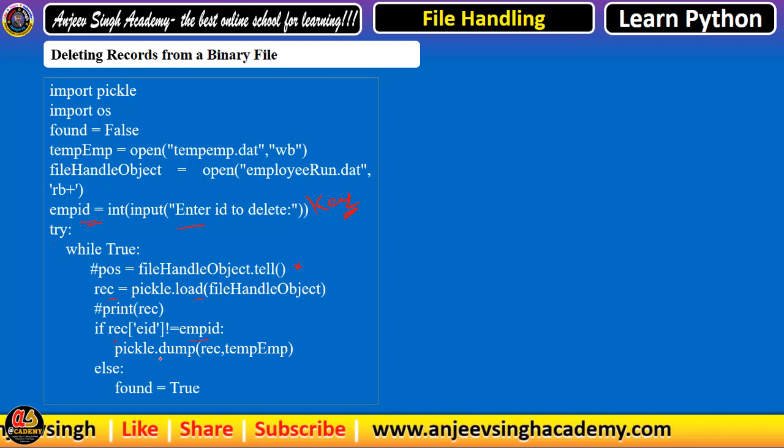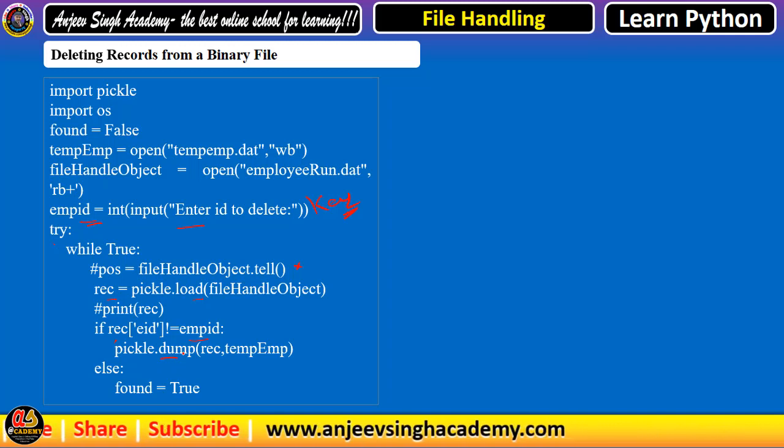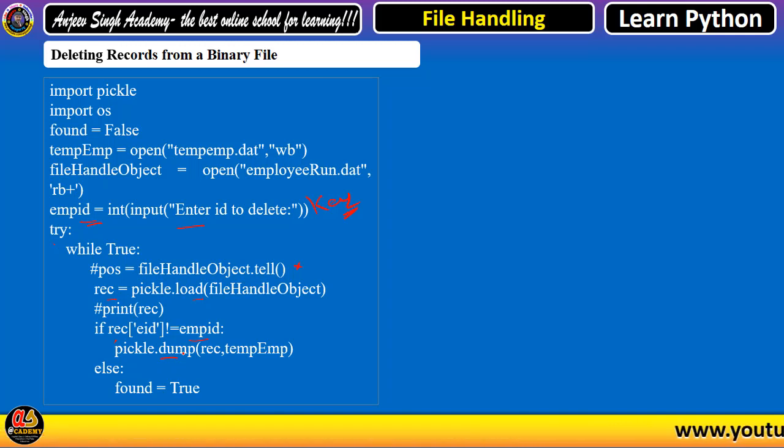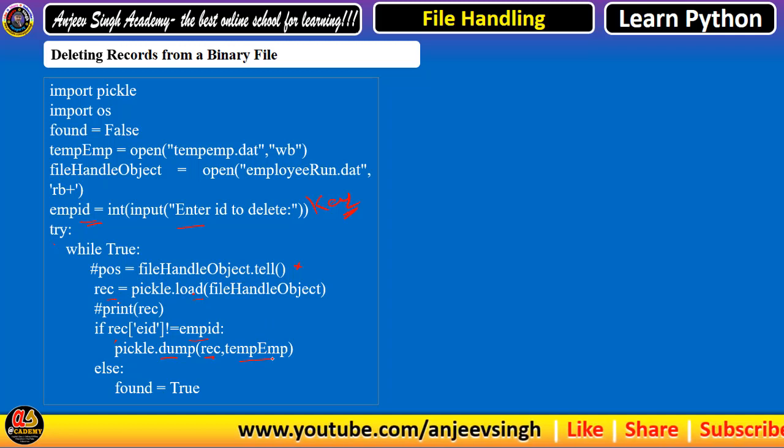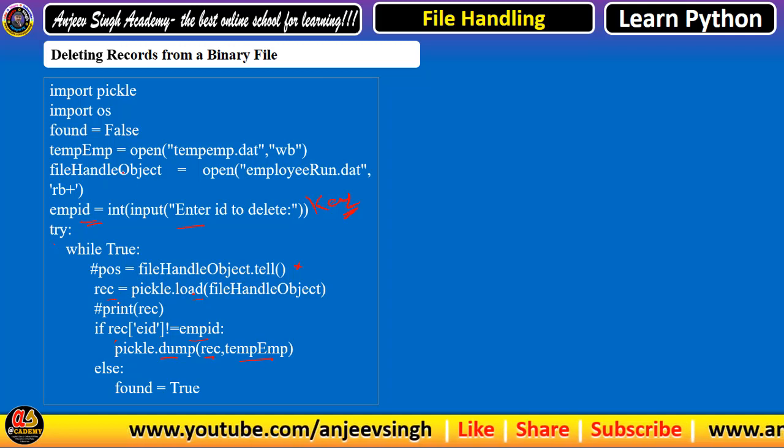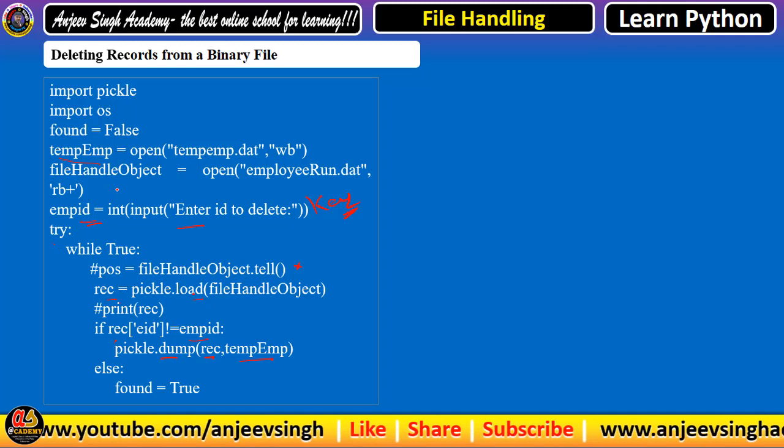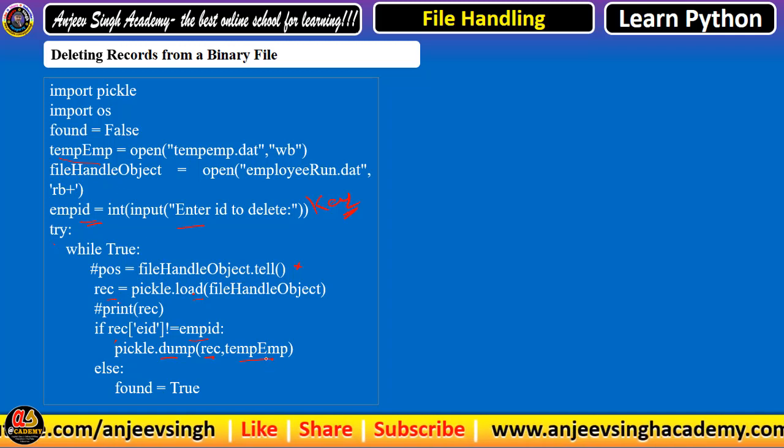Then I have to dump it. Dump it means I have to write it. So where I want to write and what we want to write: we want to write the record which you read from this employee file. And where you want to write, I want to write in a temp employee. So what is the object? The file handle name is temp emp, so that's why I've written temp emp here.